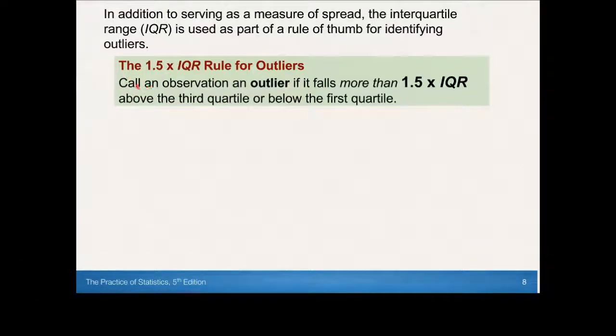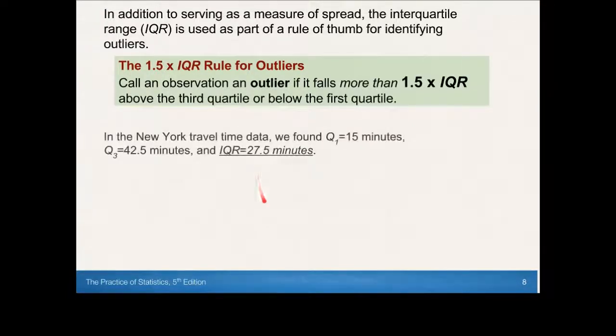We're going to call a data point, an observation, an outlier if it falls more than 1.5 times the interquartile range above the third quartile or below the first quartile. First off, you can sort of see the process we have to go through. We take the data and we find the IQR. We're then going to multiply that by 1.5. We're then going to add it to the third quartile and subtract it from the first quartile, and then check to see if we have any data that is more than those numbers.